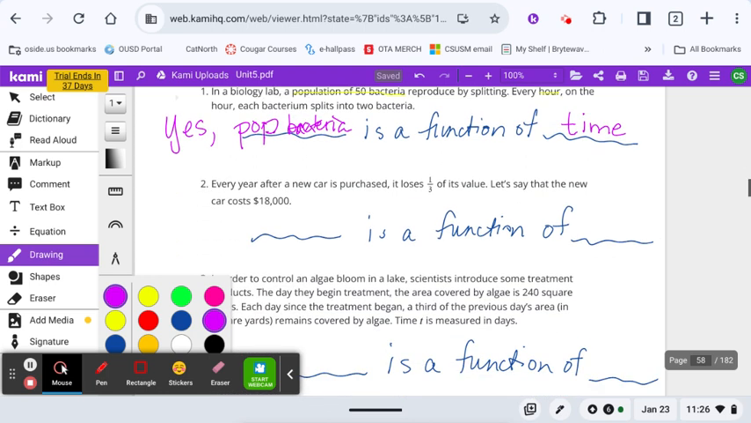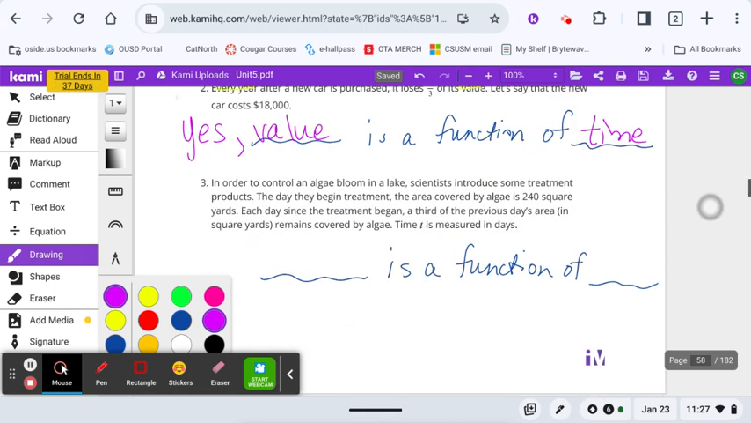Okay. Next, every year a new car is purchased, it loses value. So we're talking again about time in years and the value of the car. So I asked students, is value a function of time or is time a function of value? And they said, yes, value of the car is a function of time. The more time that passes, the lower the value is of the car. It is dependent on that.